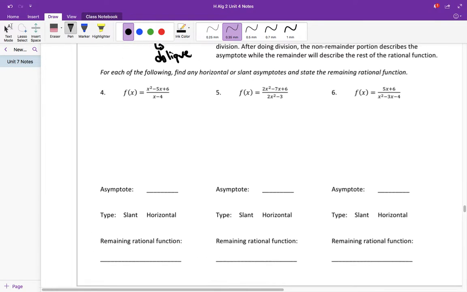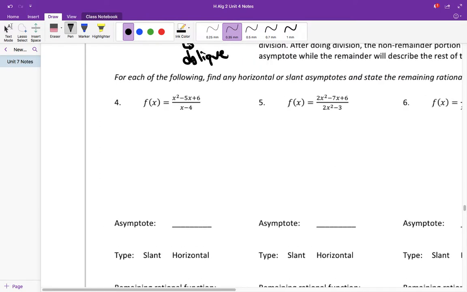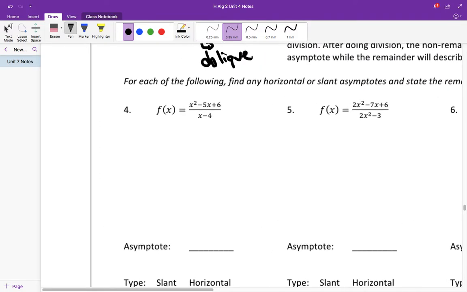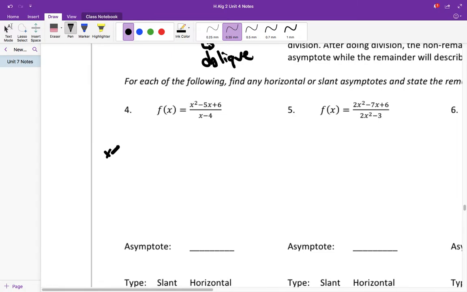So on number 4, let's start by looking at that one. We're going to end up doing some long division here. So if we set this one up, we're going to set x minus 4 to the outside.